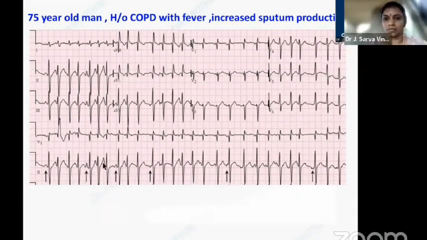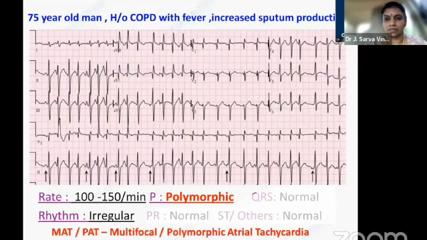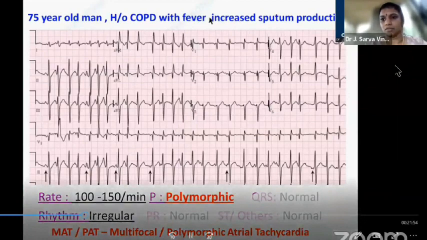We do see P waves before each QRS complex, but we can see the P waves are actually different. We see many different kinds of P waves here. So the P waves are actually polymorphic, and this is called polymorphic atrial tachycardia or multifocal atrial tachycardia, which is common in patients with lung conditions like COPD and increased sputum production, etc.